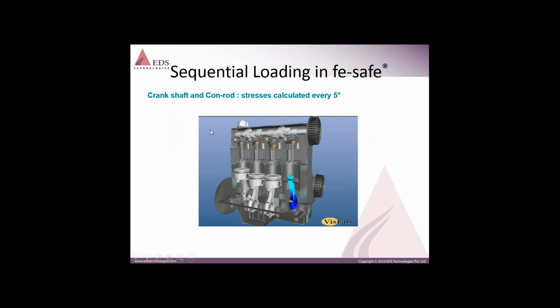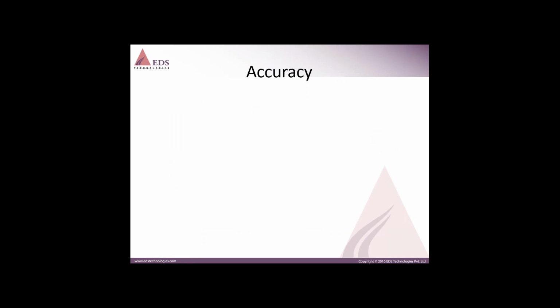Moving on to this sequential type of loading, crankshaft and connecting rod analysis. FE analysis we carry out for every 5 degrees, and we have to sequence it to get accurate fatigue analysis. So this sequencing is possible in FESafe, and we can accurately predict fatigue of these types of problems.